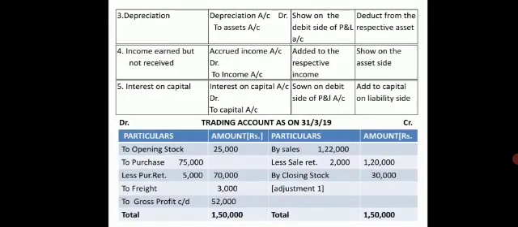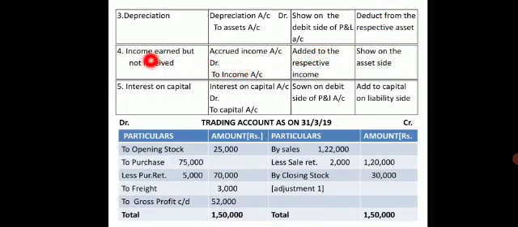Now coming to depreciation. Depreciation is the loss in the value of asset. So reduction in the book value of asset is a loss. So it is debited to profit and loss account and also deduct the same amount from the respective asset.